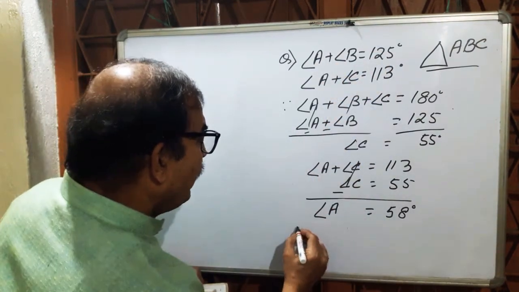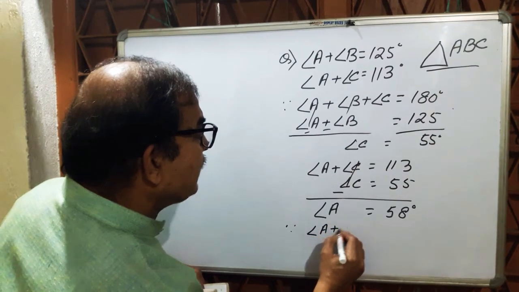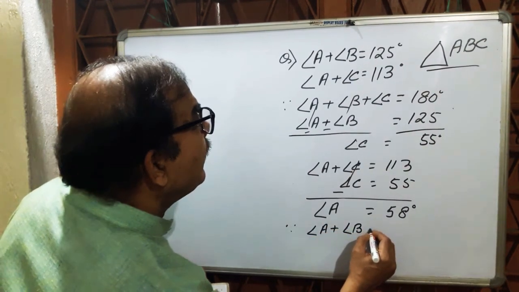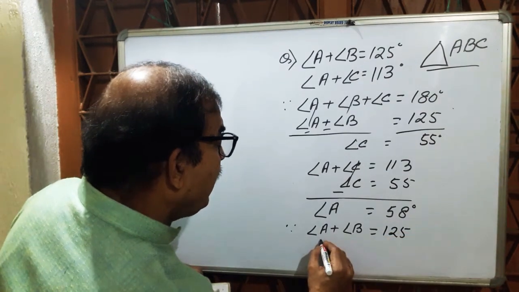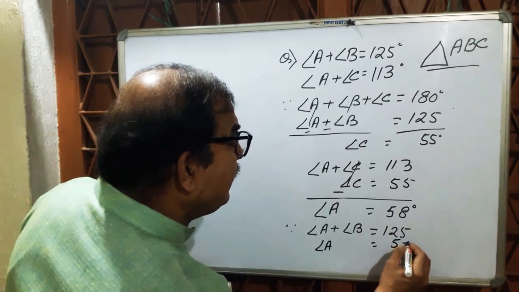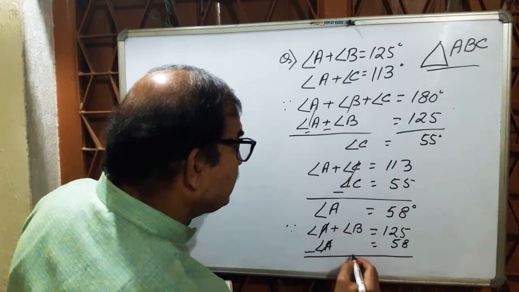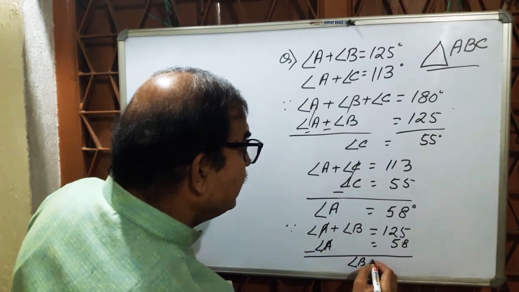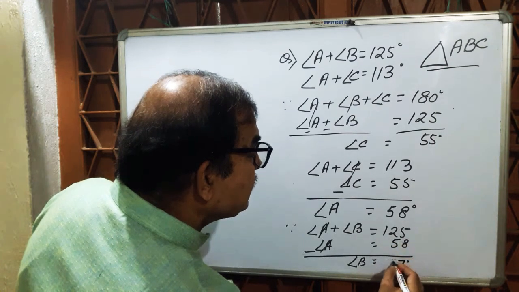When given angle A plus angle B equal to 125 degree, and angle A equal to 58 degree, now subtract it. Angle A cancels, only angle B is here. So you will get 67 degree.